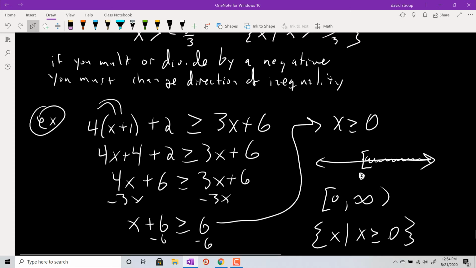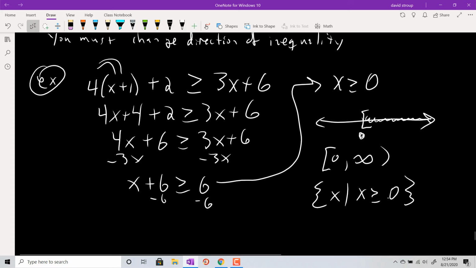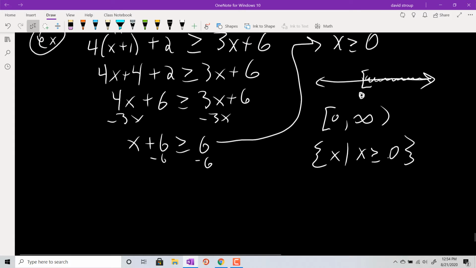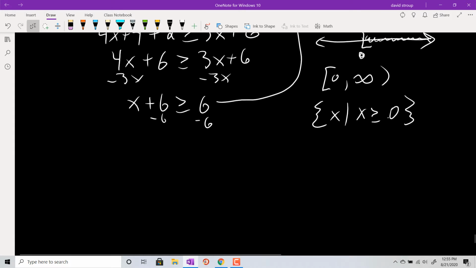Okay, it's a little more difficult there. The next thing on the docket, compound inequalities. So basically you're doing two inequalities at once.